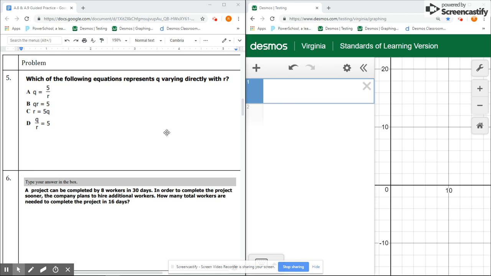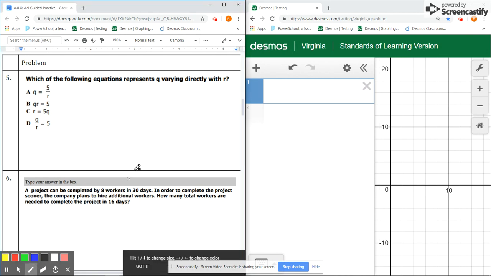Okay, this is page 2 for day 9, guided practice. Number 5, which of the following equations represents Q varying directly with R? Remember, when we say Q varying directly with R, directly means multiply. All right, and we're going to go in order from left to right.